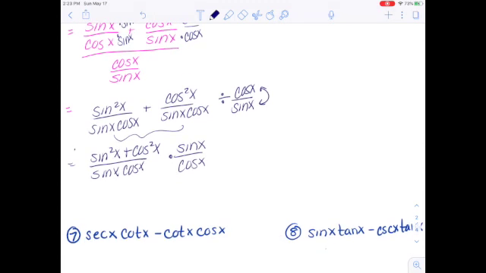All right, and of course you should spot this Pythagorean theorem identity of sine squared of x plus cosine squared of x. So that would be 1 over sine of x cosine of x times sine of x over cosine of x. All right, and your sines will cancel, and you're left with 1 over cosine squared of x, which is secant squared of x.